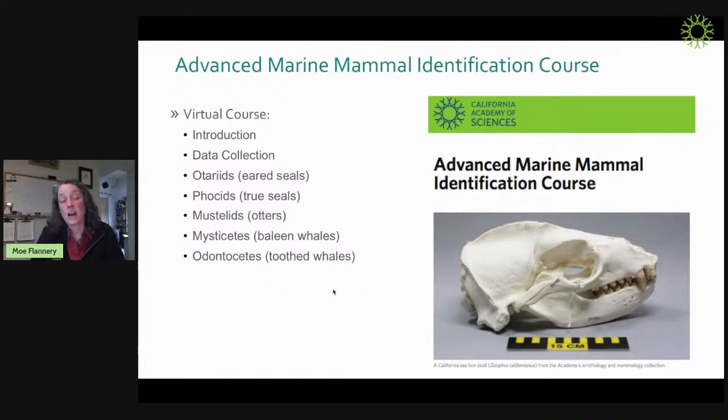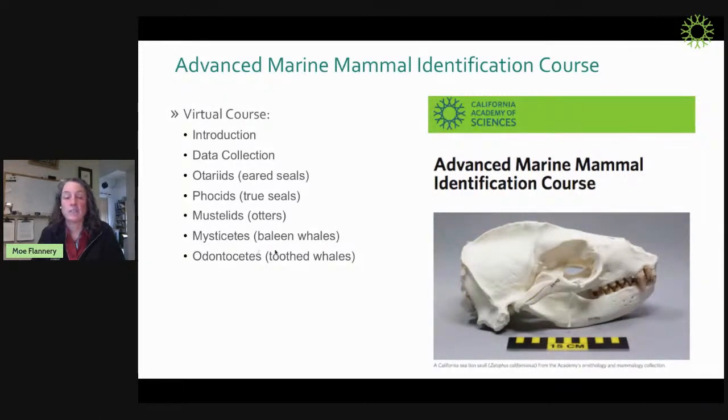There's also a section on mustelids, which are the river otter and the sea otter, which are also species that we can find here along the west coast of the US. Southern sea otters really only in the southern part of California from San Mateo County to Point Conception, and northern sea otters up north in the Washington area. And then it goes into the baleen whales, so you'll learn how to identify those large whales that you may find live and dead, and then toothed whales as well.